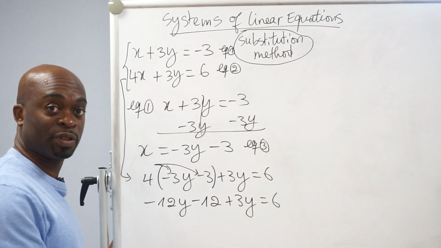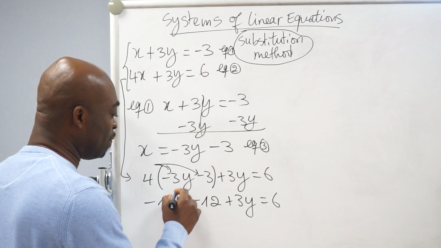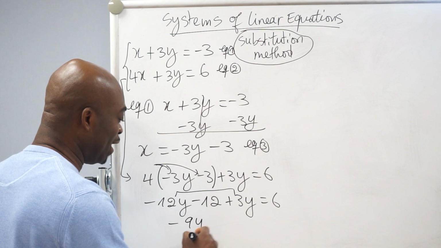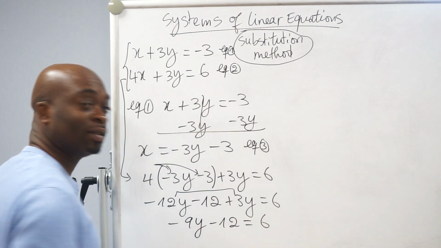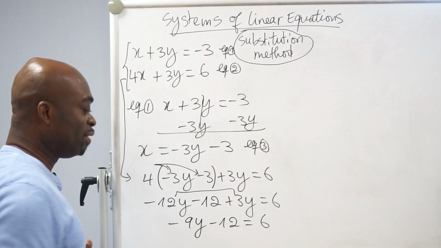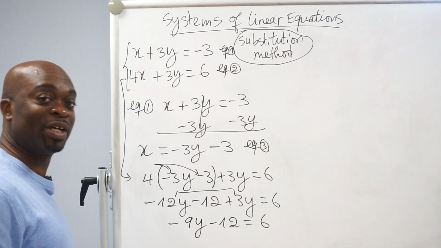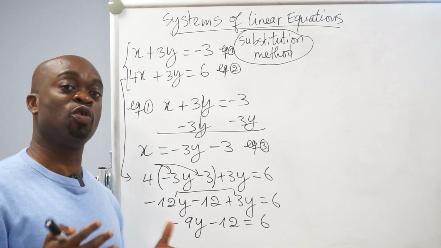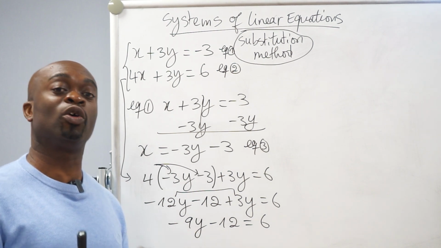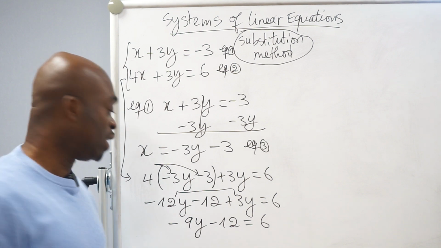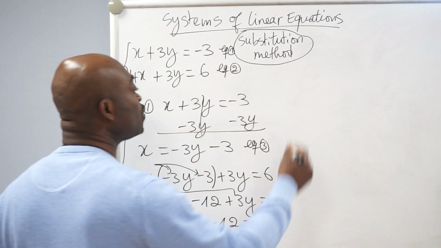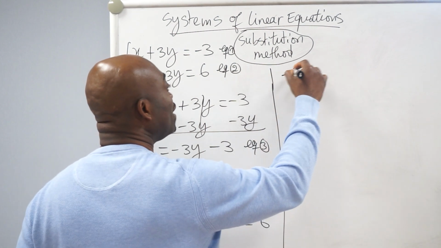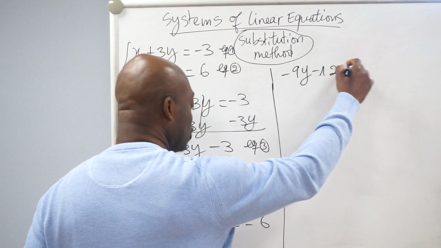Then we can combine like terms. Negative 12y plus 3y gives us negative 9y, then minus 12 equals 6. After that, we can solve for y by itself. You see what's happening here? When we say substitute, solving this system of equations, we're solving for x and y. Those are the two variables, and we're looking for the value of those two. So once we get to this part, here we are: negative 9y minus 12 equals 6.